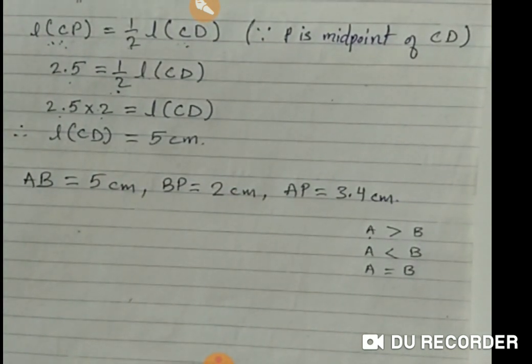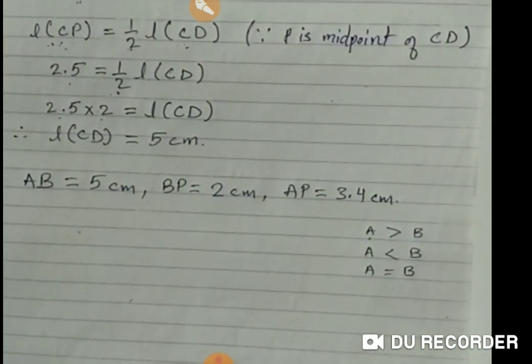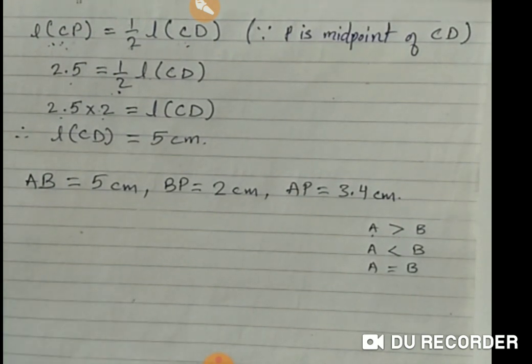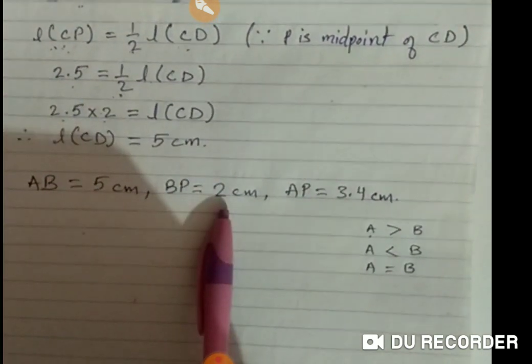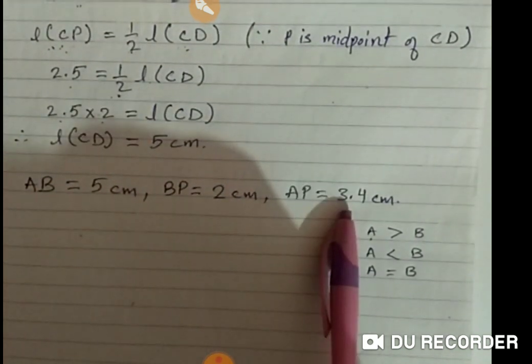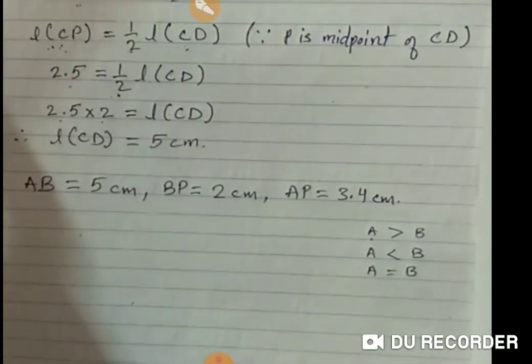So you just need to explore these 3 possibilities. What possibility exists among AB, BP, AP? Which of them is smaller? Which of them is greater? Or they are equal? That we need to identify. As per the given length, AB is 5, BP is 2, AP is 3.4. So which among these 3 is least?